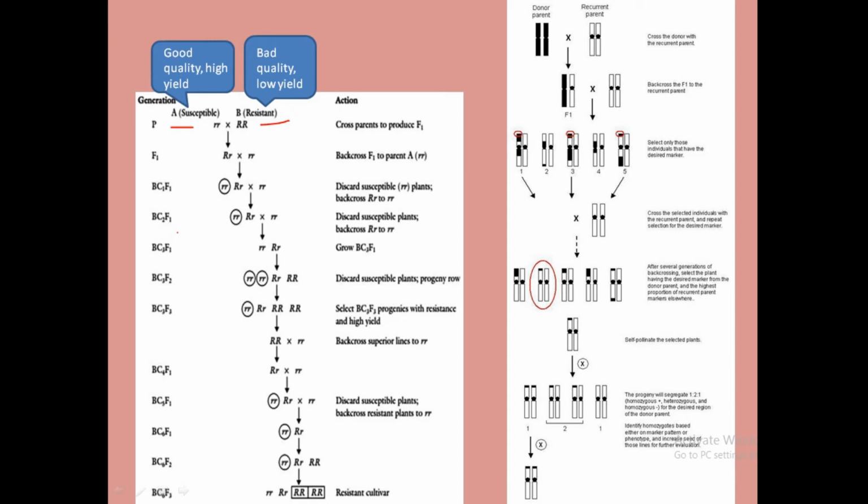So variety A is otherwise agronomically adapted to our situation, and it is of good quality and high yield. So we only need the gene of resistance from variety B incorporated into variety A. So we'll cross both the varieties. The small r is from variety A and capital R is from variety B. So after crossing we get the F1, capital R small r.